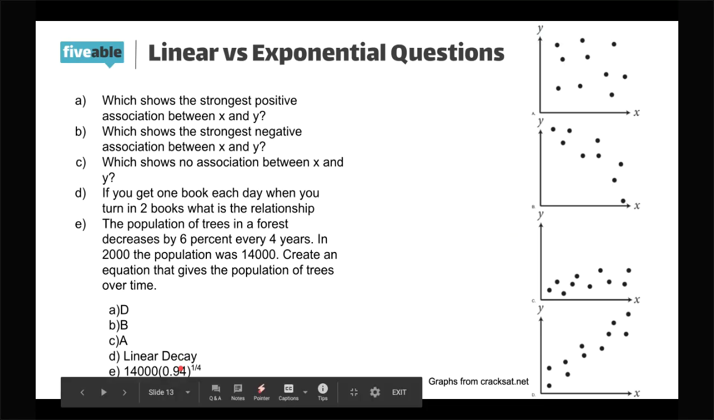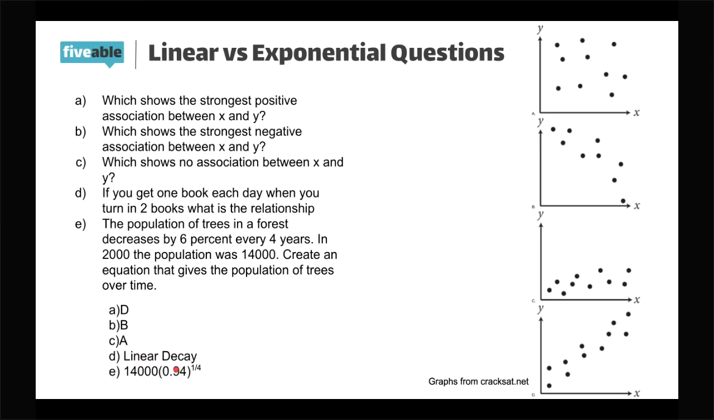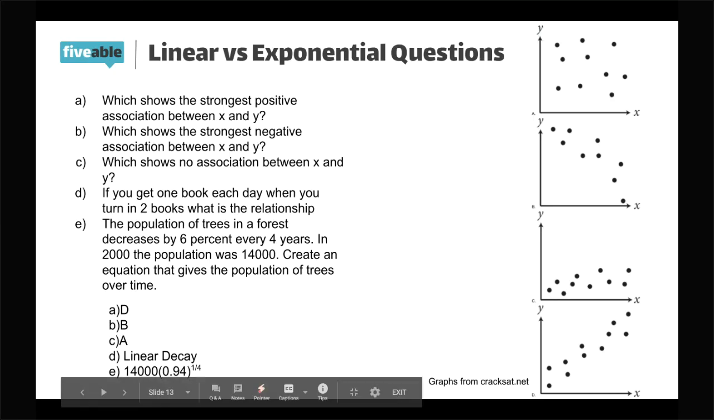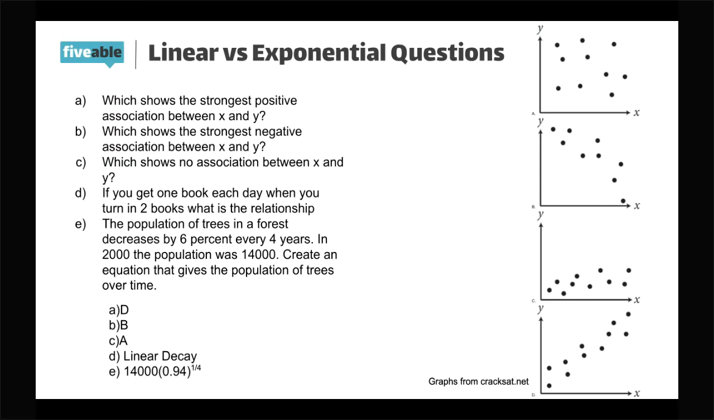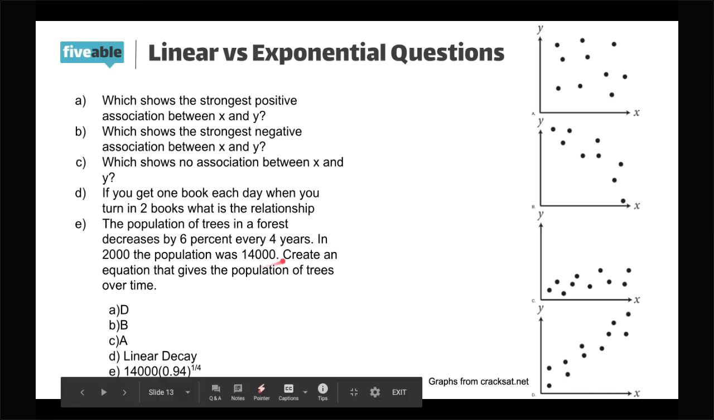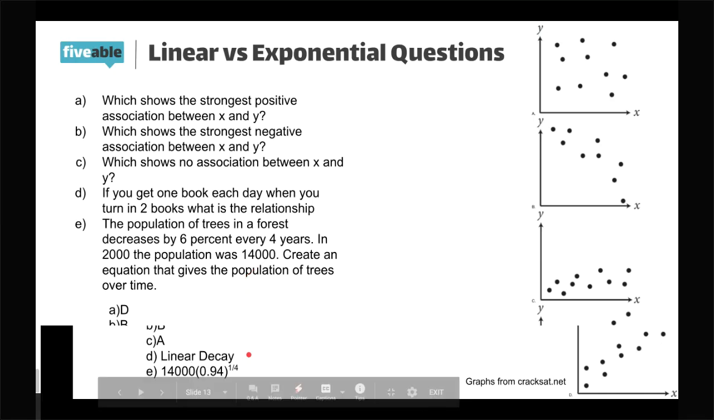Right? So we subtract 4. We start with our y-intercept at 14,000, because that's our y-intercept. Then we do the 1 minus, remember that formula from long ago when we were learning percent? 1 minus the value that we're decreasing by, 6%. And then we take that to the 1/4 power, because we're doing every 4 years here. So it's t over 4, which we're doing here.